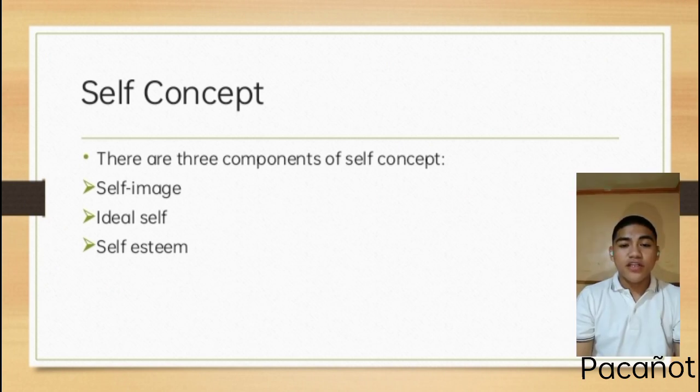Self-image is an internal dictionary. Internal dictionary means inside of a person's mind or inside a person's life. Internal dictionary that describes the characteristics of the self, including such things as intelligent, beautiful, ugly, talented, selfish, and kind.